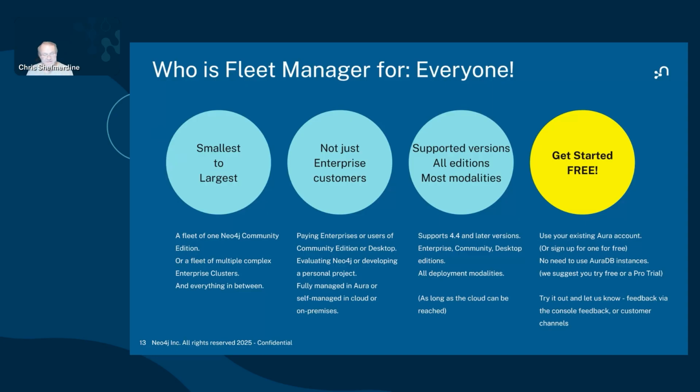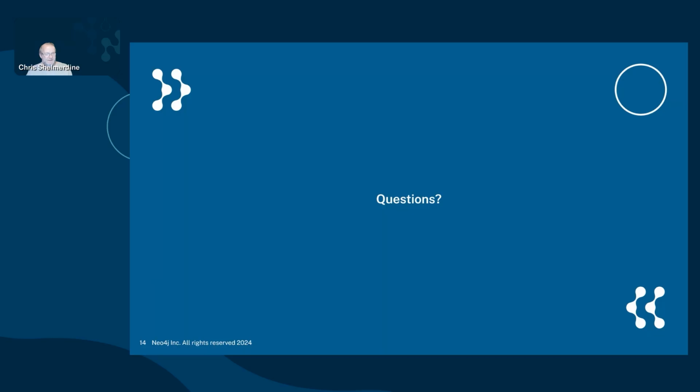Final ask here, because this is the wrap up for the session. Please feel free to give it a go, try it out and let us know. In the Aura console, there is a feedback via Canny icon up in the top right-hand corner, or reach out to us via any of the usual Neo4j feedback channels. And at that stage, I'm hoping we have the questions answered.